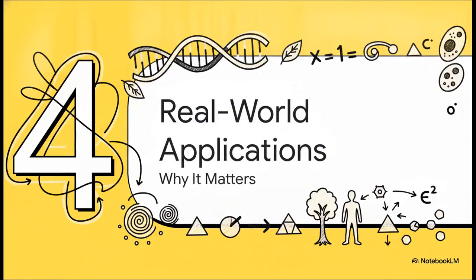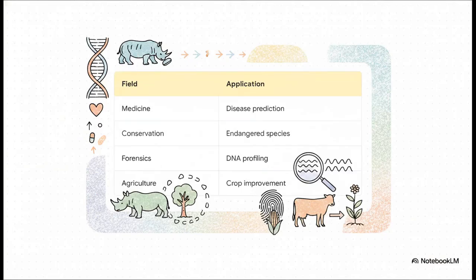All right, on to Section 4, real-world applications, or why population genetics actually matters. So why does all this biological math actually matter outside of a textbook? Well, the real-world applications are huge. In medicine, we use it for disease risk prediction and pharmacogenomics, which basically means creating drugs tailored to your specific genetic makeup. In conservation biology, it helps monitor endangered species and prevent inbreeding. It's the absolute bedrock of human identification and DNA profiling in forensic science, and it's even used in agriculture to conserve genetic resources and improve our crops.